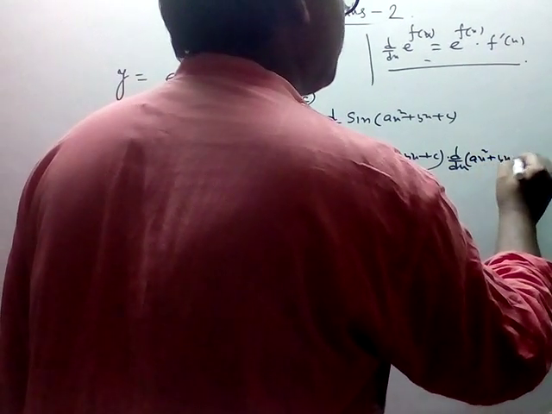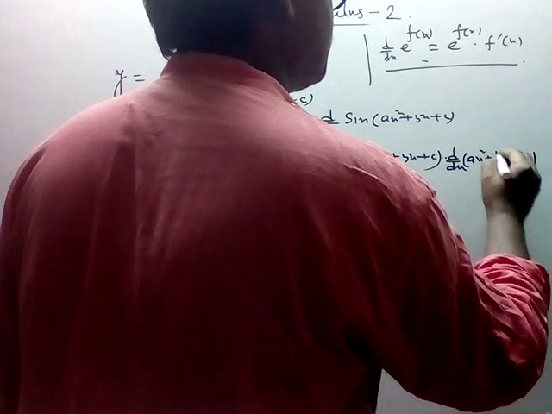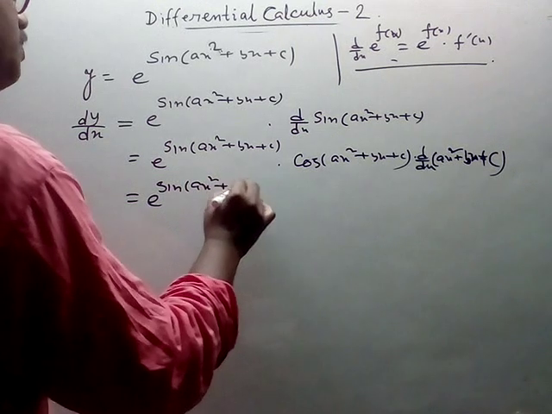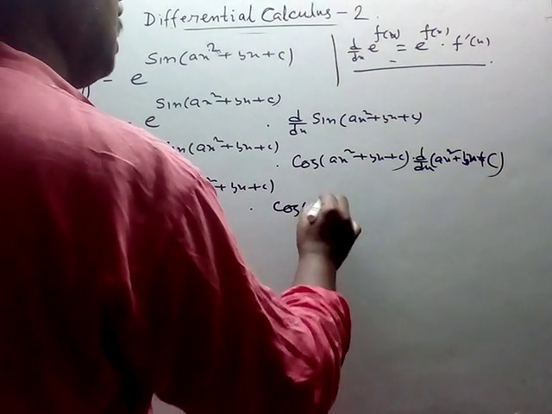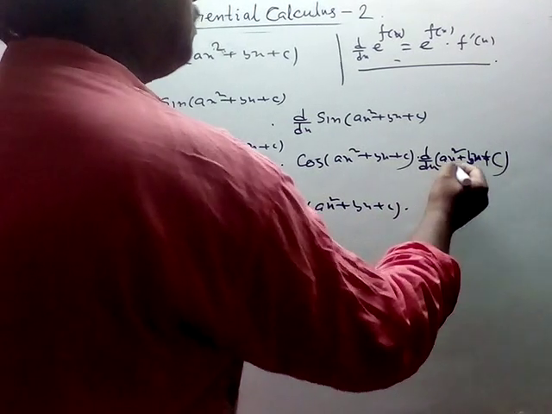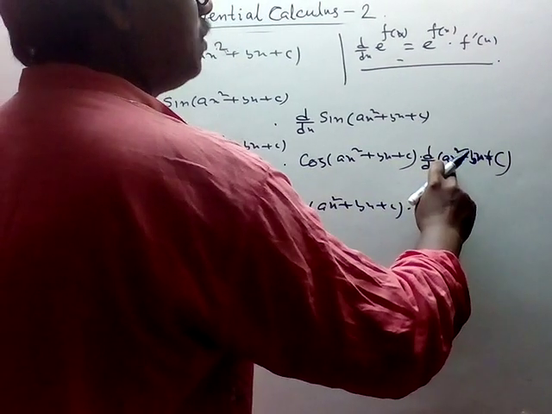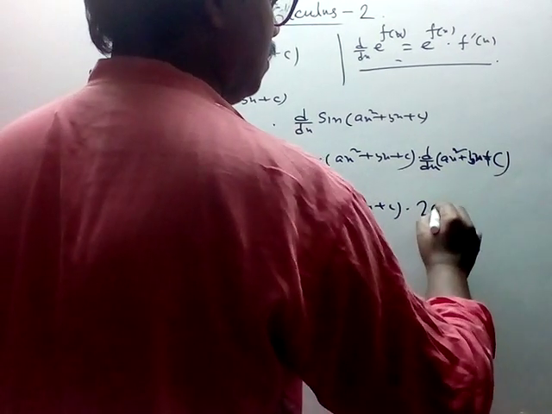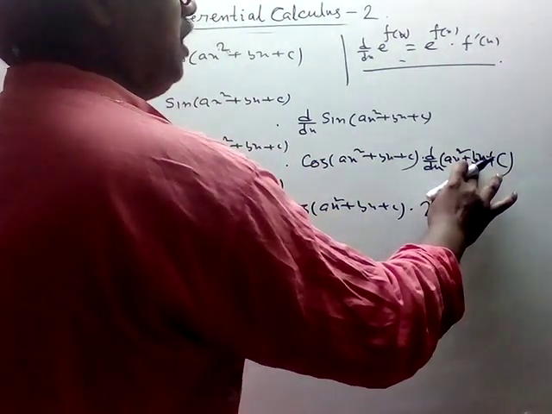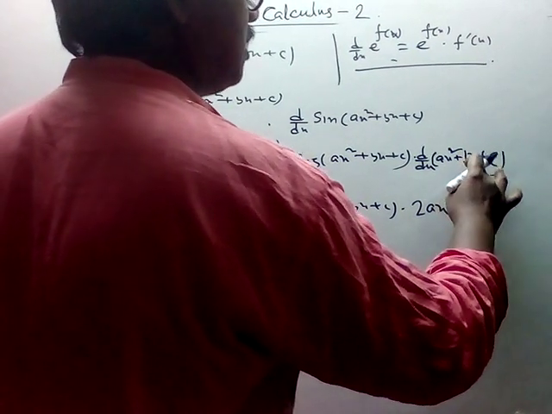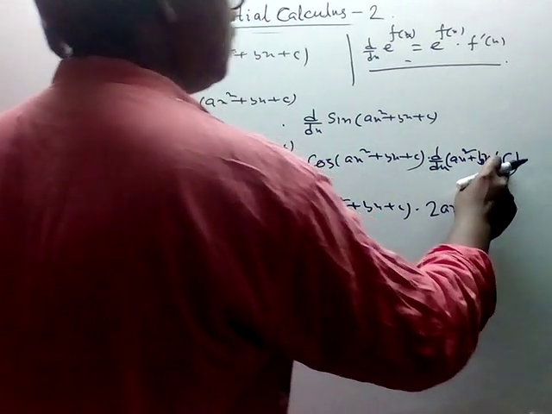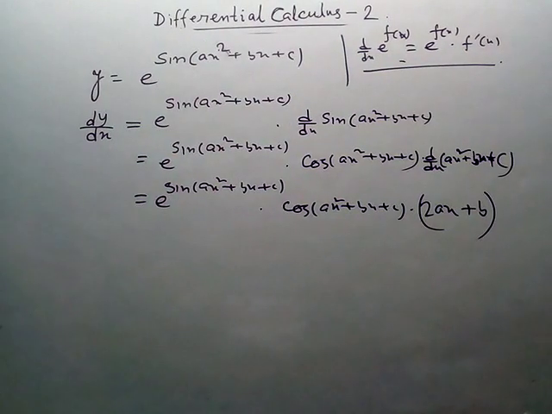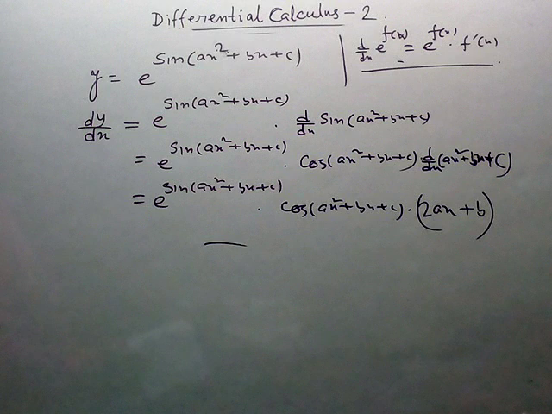d/dx of ax square plus bx plus c. Now this equals e power sine ax square plus bx plus c into cos of ax square plus bx plus c into the derivative of this: ax square, a into the derivative of x square which is 2x, a into 2x, that is 2ax; derivative of bx, b into 1, the derivative of x is 1, that is b; and c, the derivative of c is 0, c is a constant. So this is the derivative.